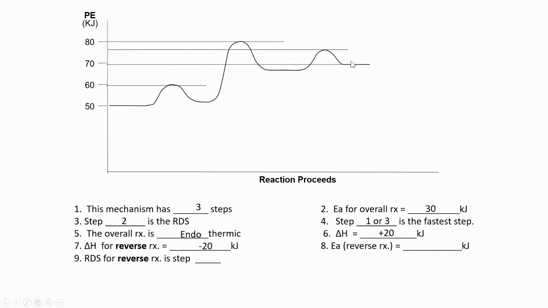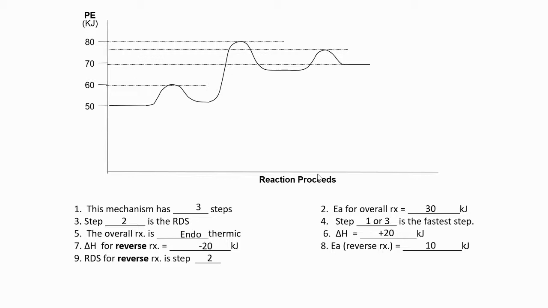EA for the reverse reaction. So we go from 70 all the way up to 80, so it's about 10 kilojoules for the EA for the reverse reaction. The rate determining step for the reverse reaction is also our step 2. All right, so those are your potential energy diagrams. Get comfortable with these. We'll have more questions on them later.